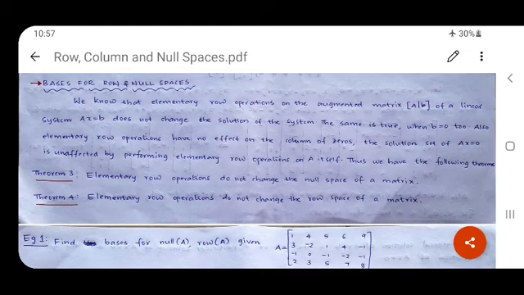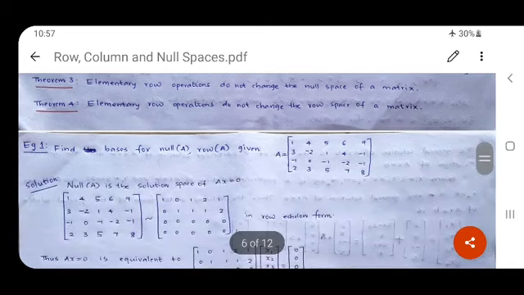So elementary row operations do not change the null space of a matrix, and elementary row operations do not change the row space of a matrix. The row space of a matrix is also not changed by elementary row operations. These are the two theorems whose proof is not required. So based on this, we will discuss certain problems.